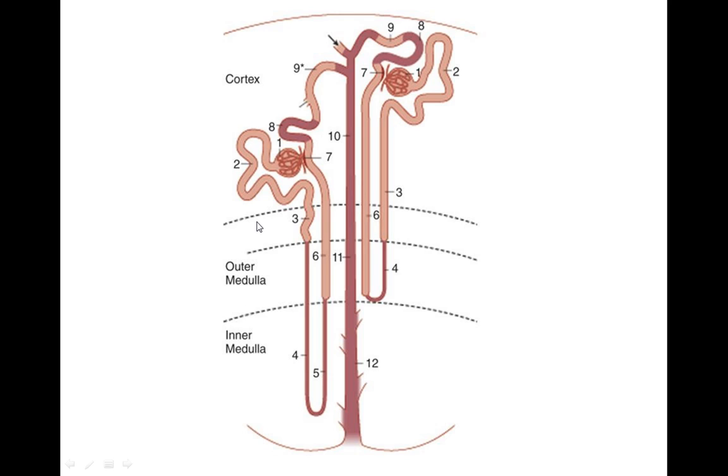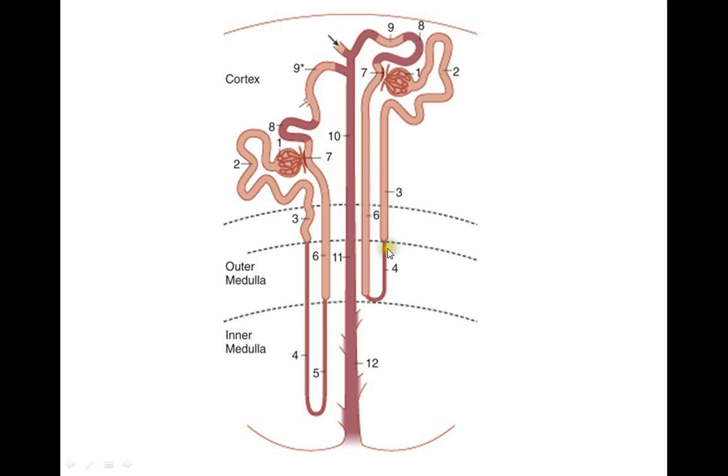And another difference. Which part do you have in this nephron but not in this one? Which number is present here and is absent here? Which number? Yes, number 5. Number 5 is called thin ascending limb, which is not present in short loop nephrons.